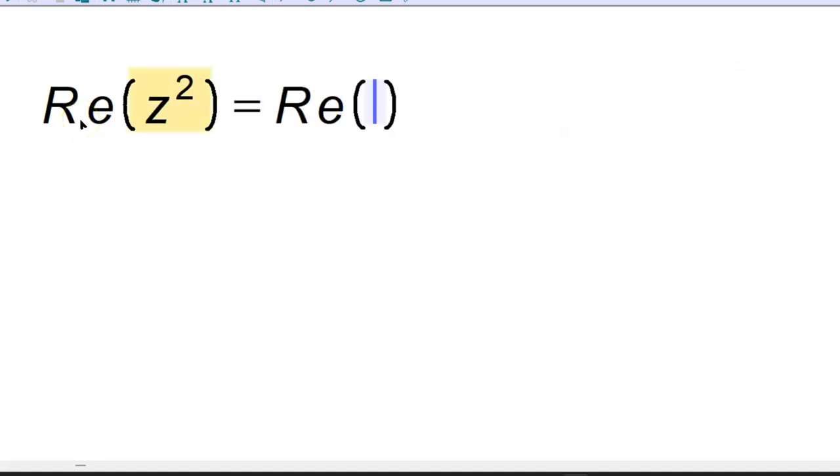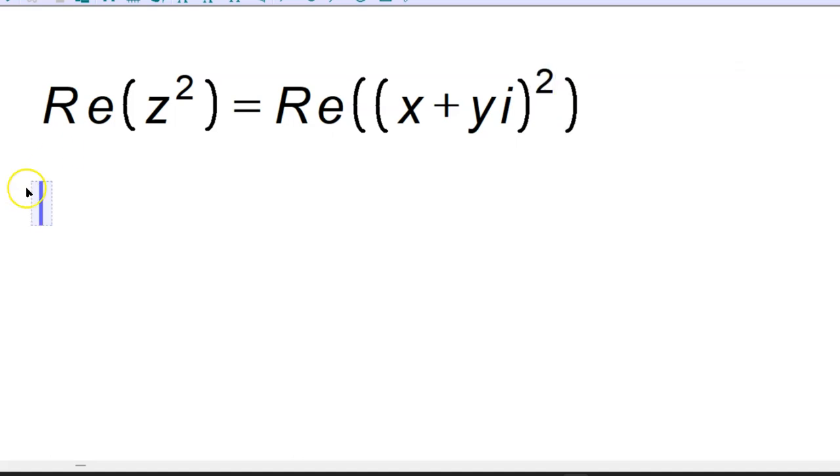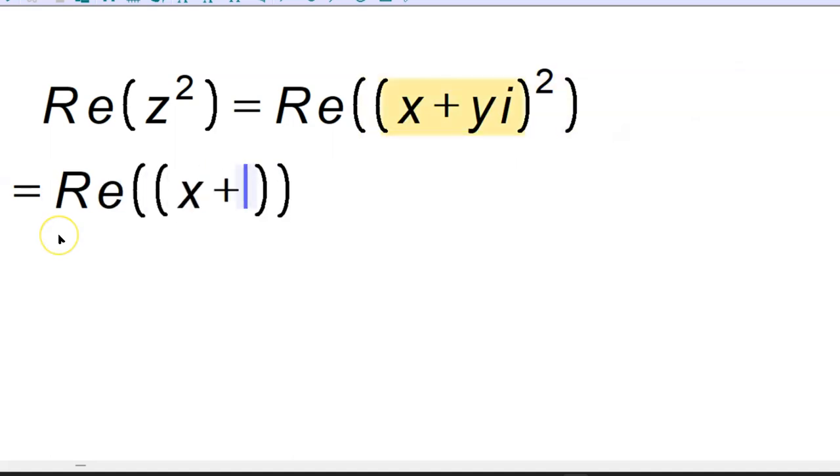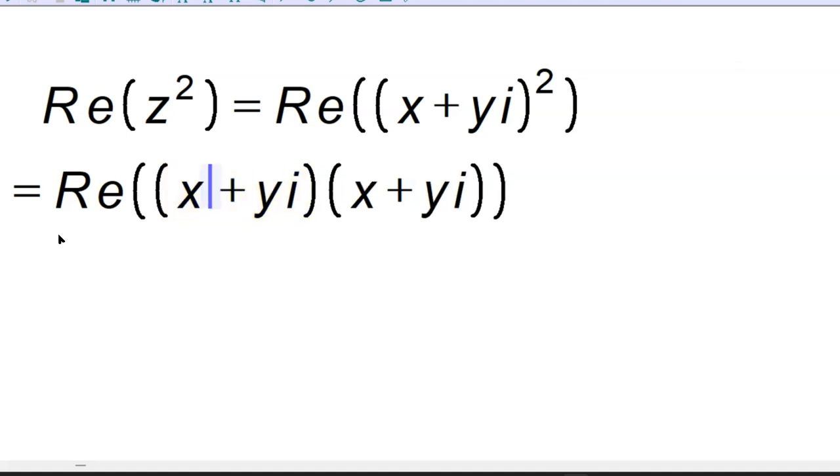First, work on expanding z squared. You can do it together within the Re. It doesn't really matter very much as long as you take it at the end. So what I would do is say Re of z squared becomes the real part of the quantity x plus yi, squared. From here, there are varying levels of detail that you can show if you like. So you can say equals the real part, and this really means x plus yi times x plus yi.